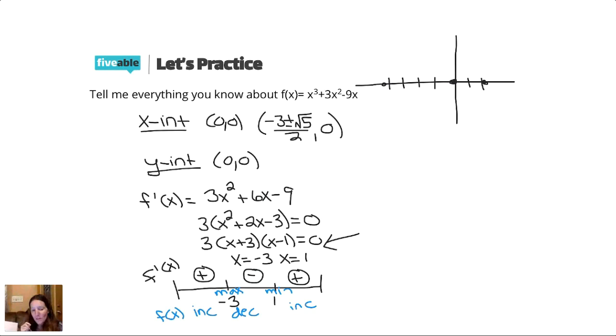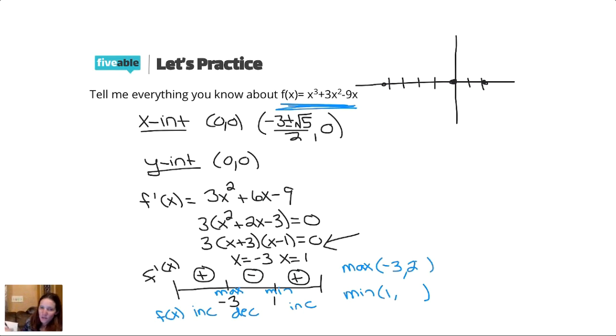We can do better this time though, because now we have y values to work with, right? So I want to know exactly where that maximum is and exactly where that minimum is. So I know that my max happens when x equals -3, and my min happens when x equals 1. And I can go back and plug them into the original function to get my y value, right? I take that -3 and I plug it in, and I get my y value, which is 27.